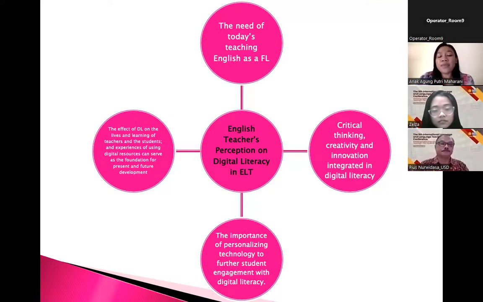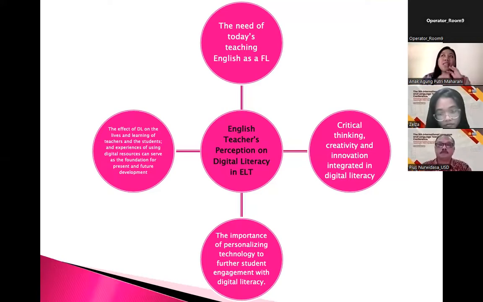And then the second perception is that they perceive that critical thinking, creativity, and innovation are integrated in digital literacy. And then the third perception relates to the importance of personalizing technology to further students' engagement with digital literacy. And then the last perception relates to the effect of digital literacy on the lives and the learning of the teachers and the students, and experiences of using digital resources, which can serve as the foundations for present and future development.